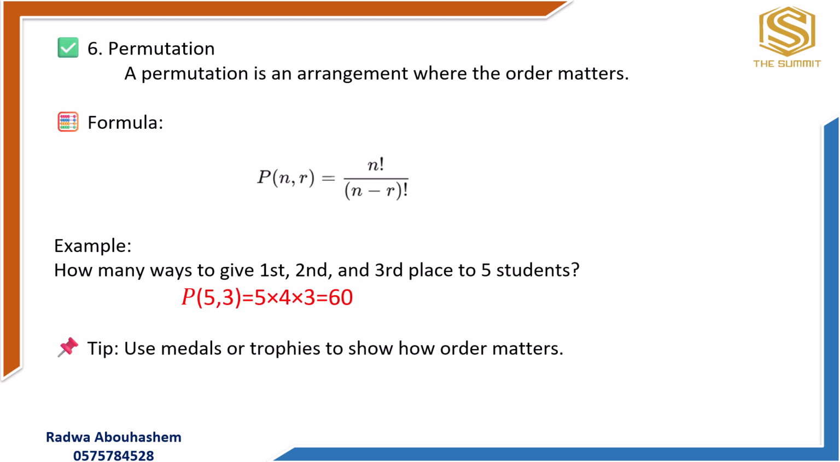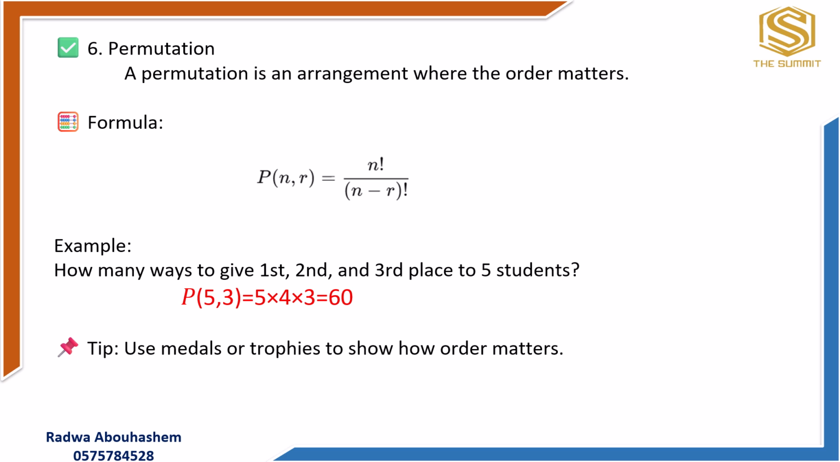Now, for permutation. Permutation means arrangement when the order matters. For example, you are in a race and you have the first place, the second place, and the third place. Or you're getting a trophy, so you get the first trophy, the second trophy, and the third trophy.